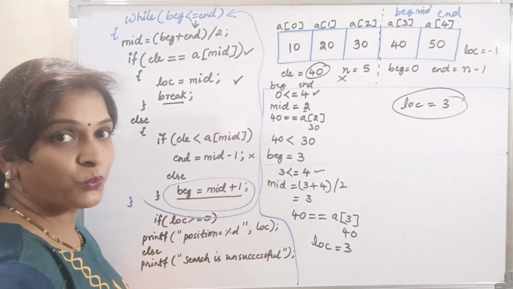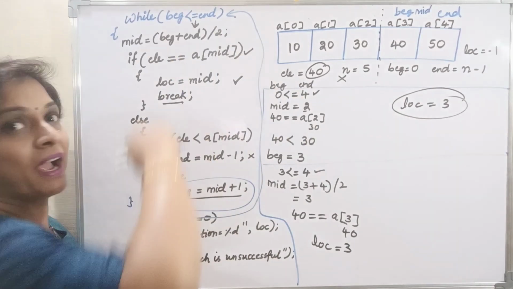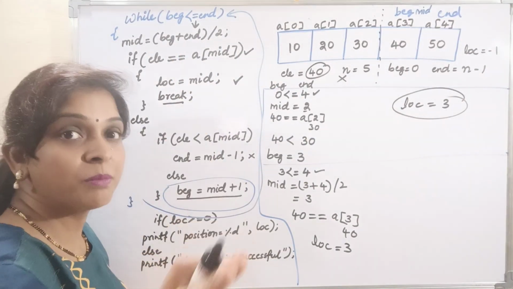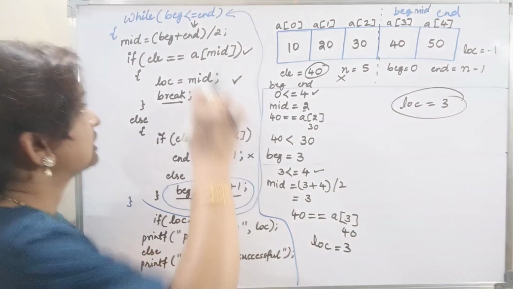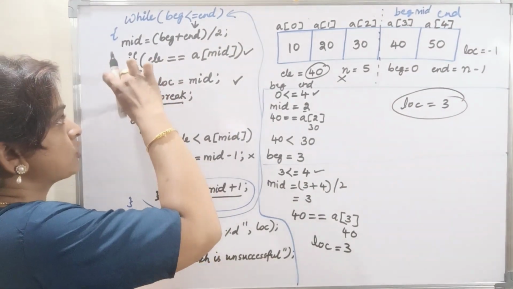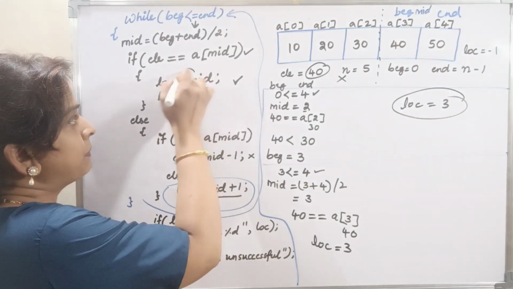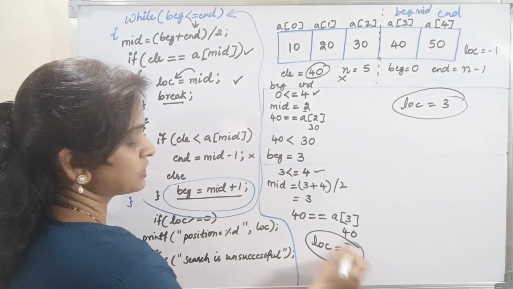What will the break do? It will not allow you to loop back. Break says you terminate the loop. See, this condition was true, so this block has to be executed. I say location equal to mid. The value stored in mid will be transferred to location, so location becomes 3.